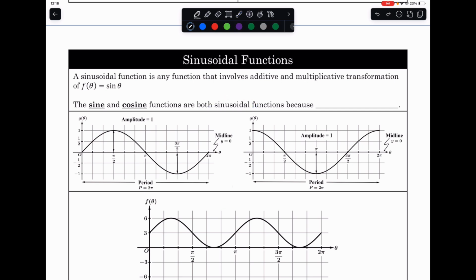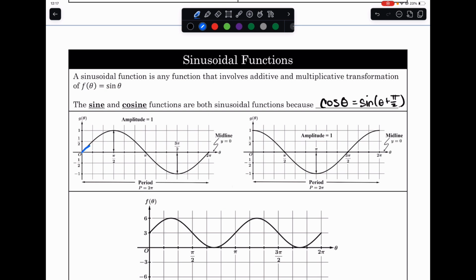because cosine of an angle theta is the same thing as simply doing a horizontal shift of sine by pi over 2. So simply shifting this graph to the left by pi over 2 units is going to create the exact same function. As you see right here, look.